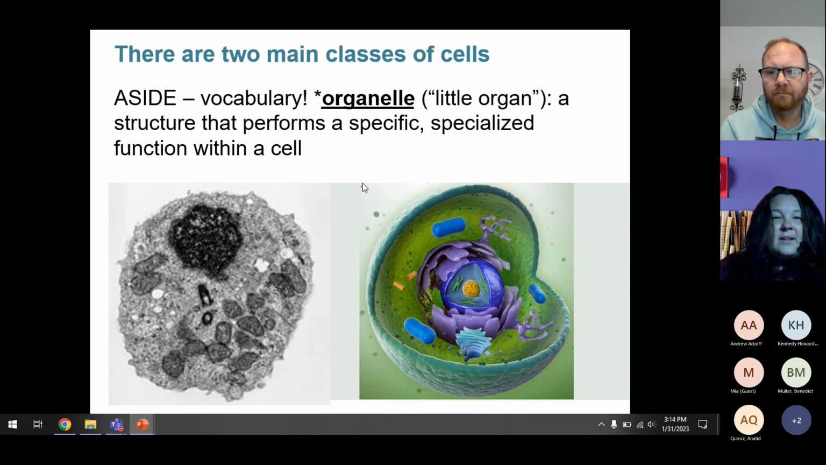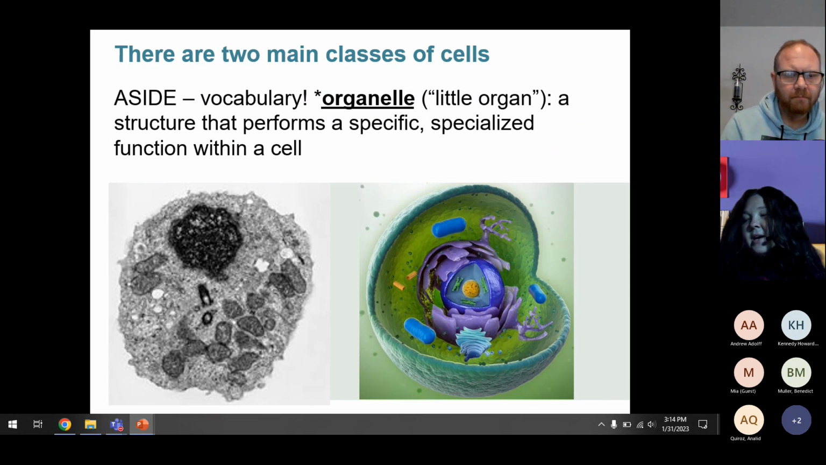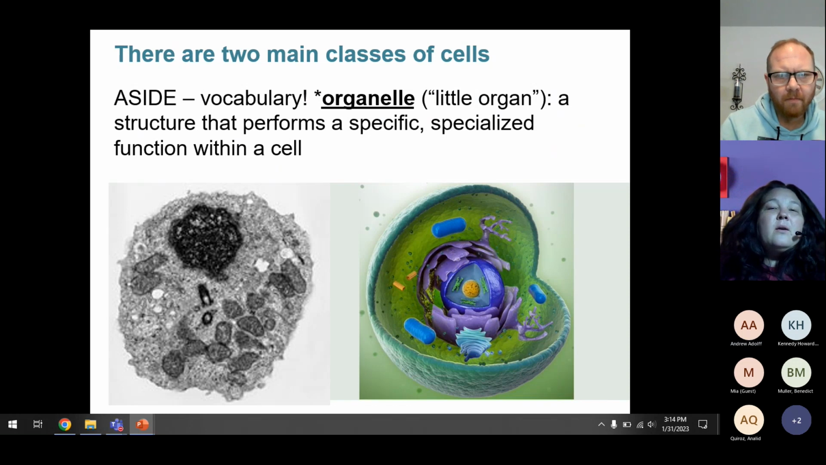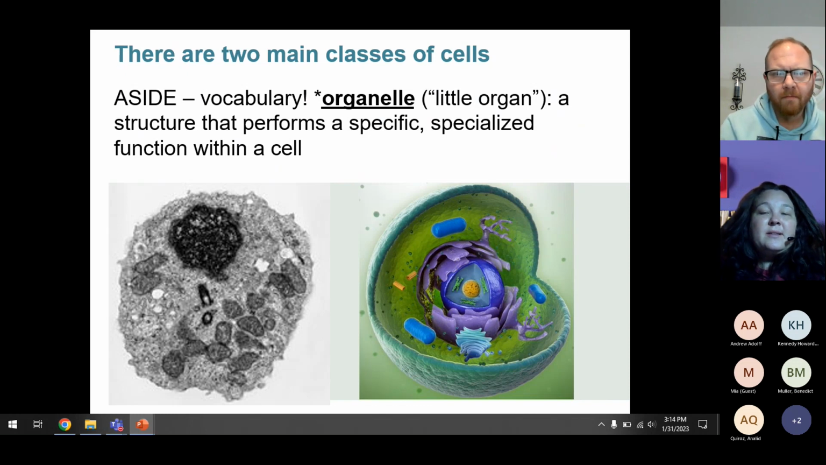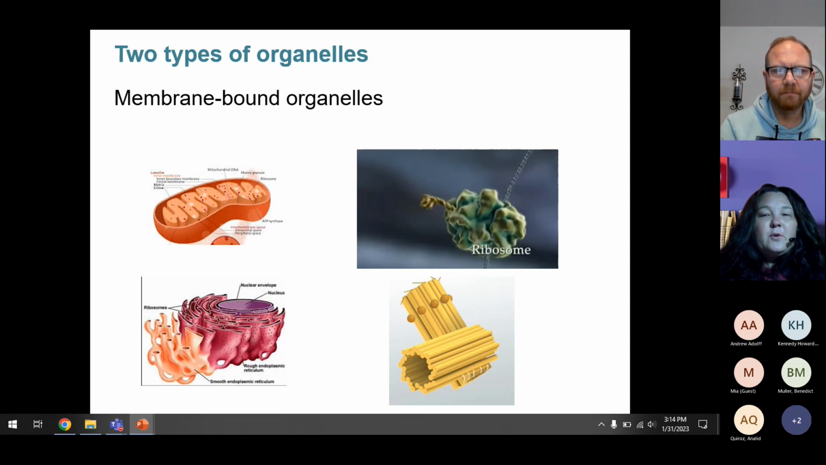All right, we have 2 main classes of cells, but first let's talk about a little bit of vocabulary. The word organelle means little organ. The suffix elle means small. So it's a structure that performs a specific specialized function within a cell. If you think about organs, you have the stomach, which does a specific specialized function. You have the liver, which does a specific specialized function. You have the brain, all these organs. Cells are similar, but we call them organelles instead of organs because they're so small. There are 2 types of organelles.